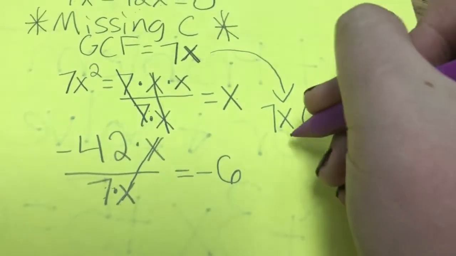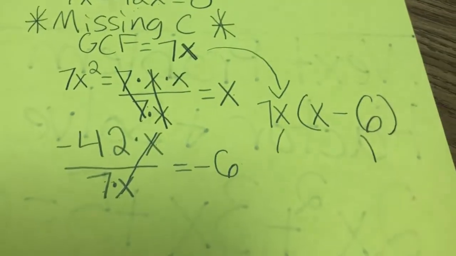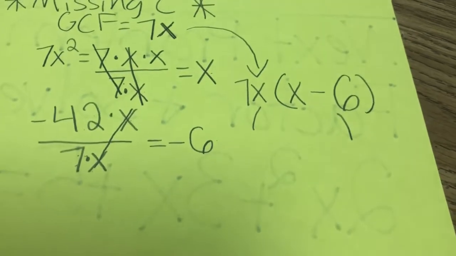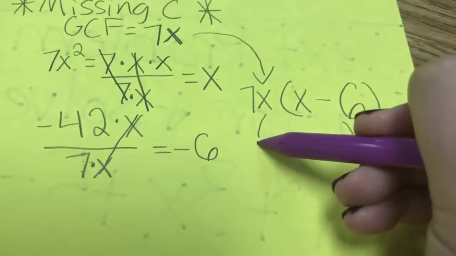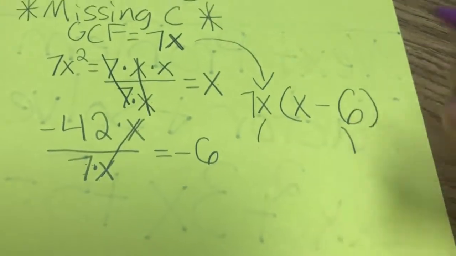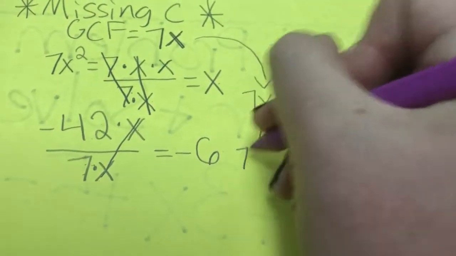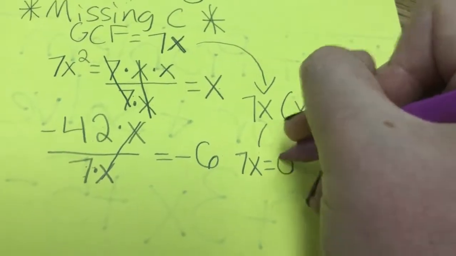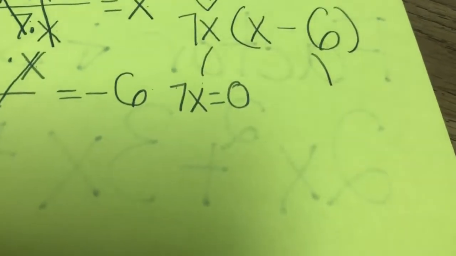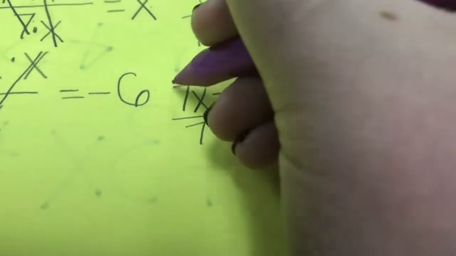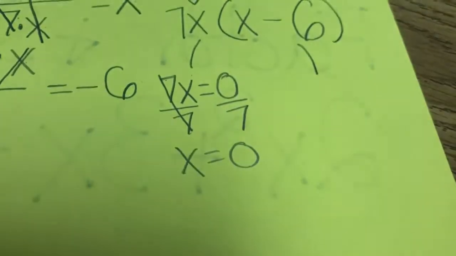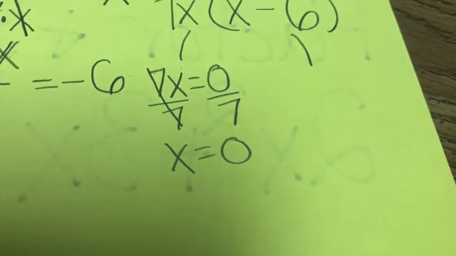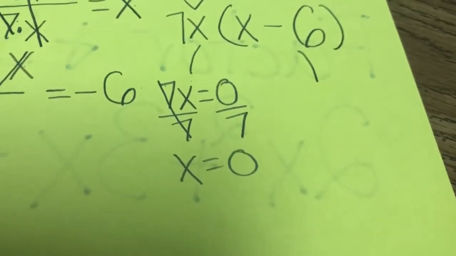Now I need to set both of them equal to 0 to solve. If you don't need to put the step for 7x, you don't have to. But if you don't know why we can just skip it, we have it set up equal to 0. To get x by itself, we would have to divide by 7, divide by 7. 7's cancel out. I'm left with x equals 0, because 0 divided by any number is just 0.